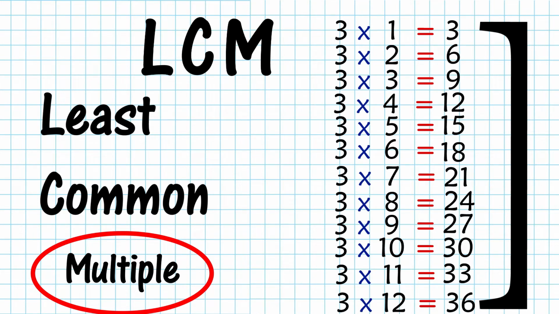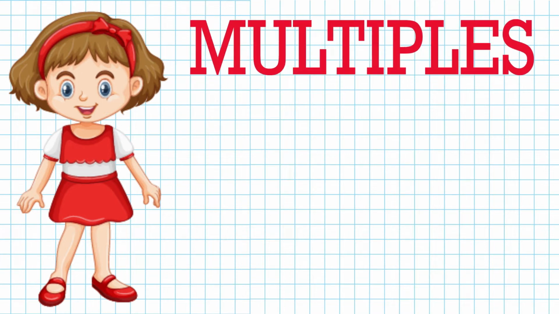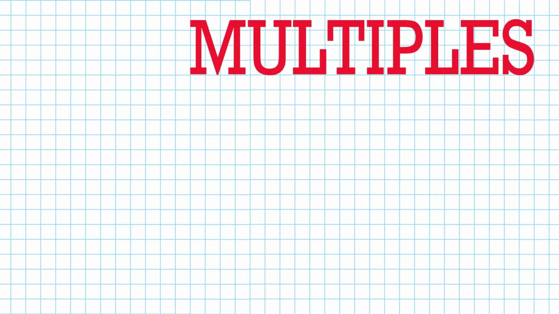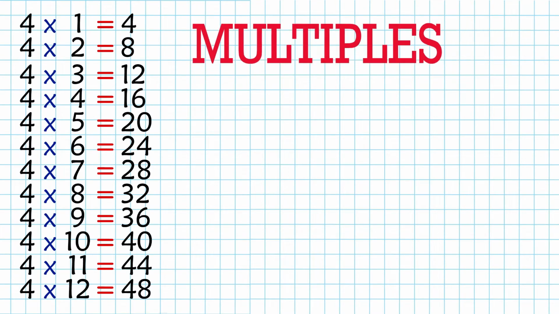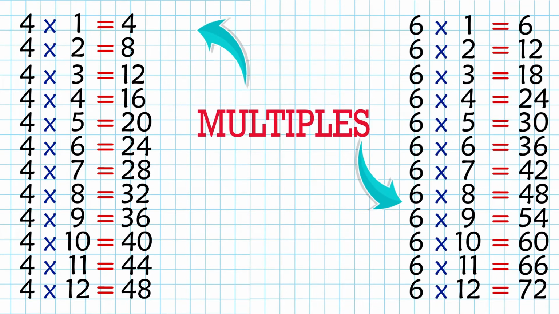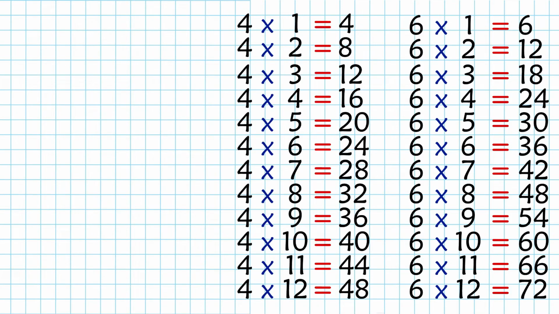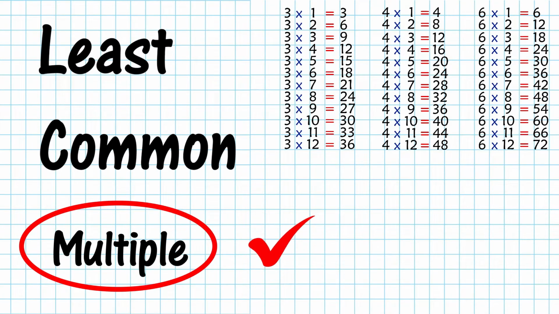Yes, all of these numbers. Let us elaborate the multiples of some other numbers as well. So the multiples of 4 are... How about 6? The multiples of 6 are... Alright, we have now got the multiples of 3, 4 and 6. And now we are done with the first word, which was multiple.